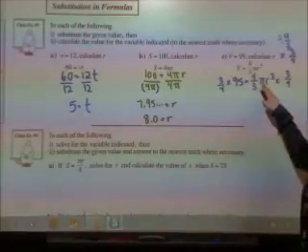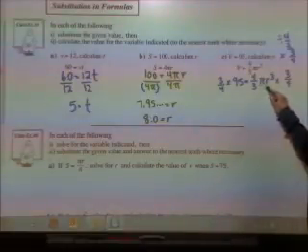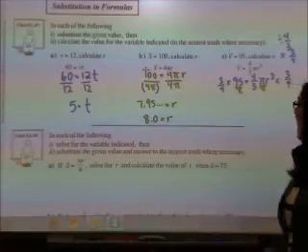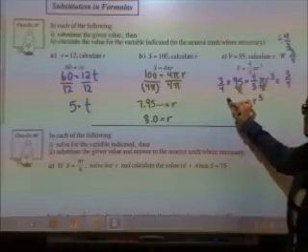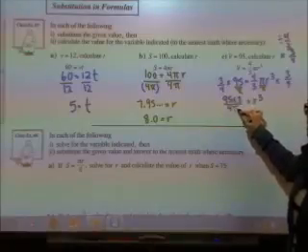And then I have to get rid of this pi. So how do I get rid of the pi? Divide by pi. So what I end up having is I have this r cubed, I have 95 times 3 over 4 times pi.